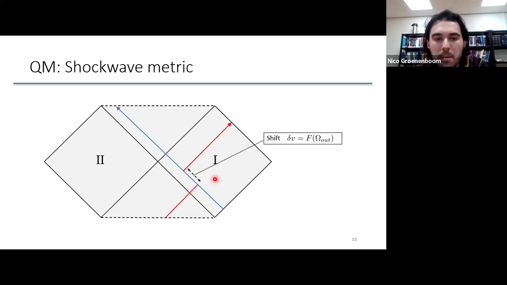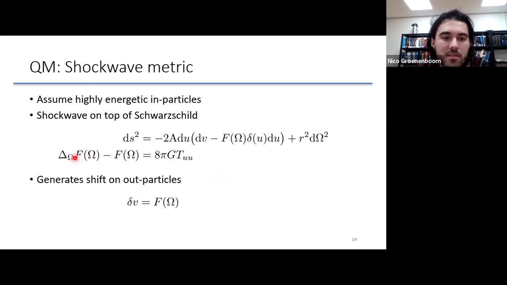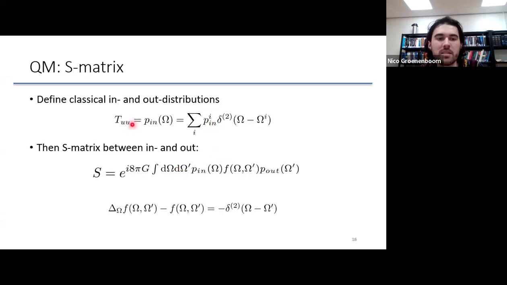So yeah, we have this function f of omega that's related to the stress energy tensor by this differential equation. And now we can express the stress energy tensor in terms of distributions of the in particles. So there are a whole bunch of in particles, and they will define some distribution with a sum over each of their momenta and the angle at which they're inserted into the black hole.